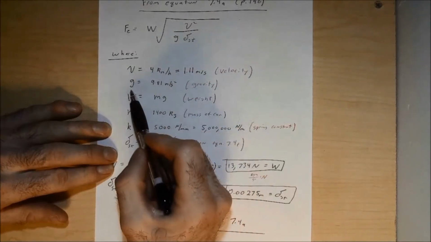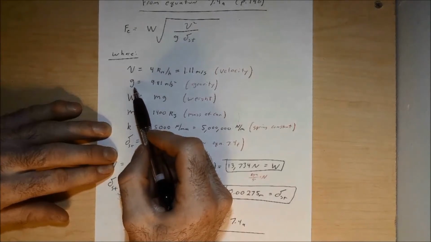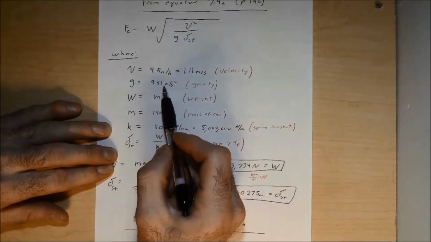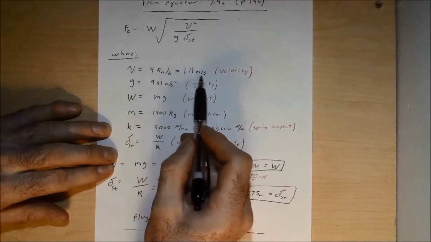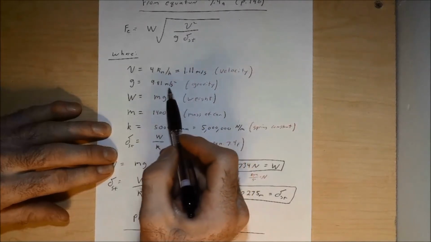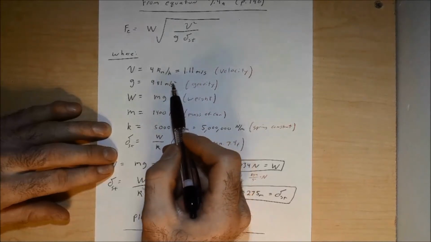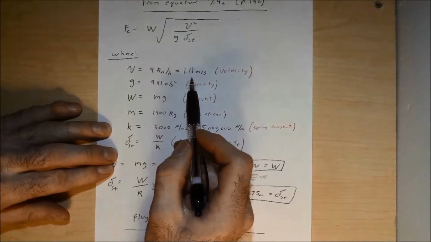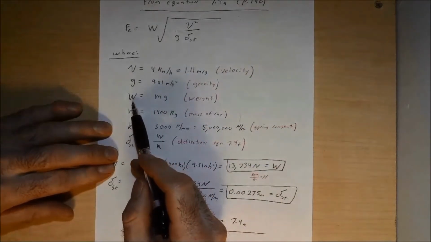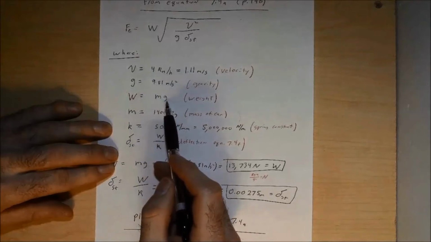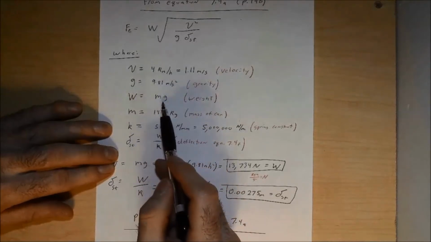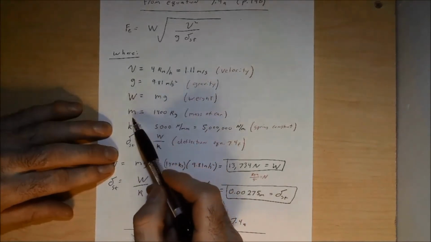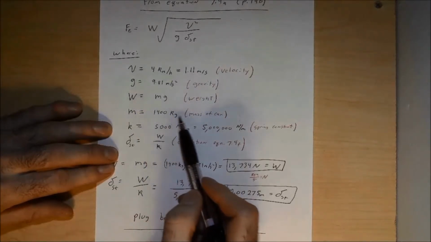Now G is my acceleration due to gravity. This is 9.81 meters per second squared. This is why I chose to go to meters per second here, because I know my gravitational constant is in meters per second squared. I just want to make sure everything is in the right units so we can do our unit analysis and make sure everything checks out within our equations. Next we have our W for weight. Weight is equal to mass times the acceleration due to gravity, so I've left it as this here. We'll plug these in later. But we know that mass is given to us. This is the mass of the rescue car of 1,400 kilograms.